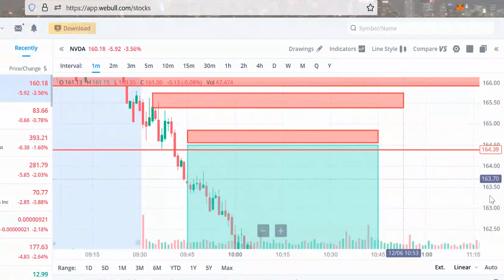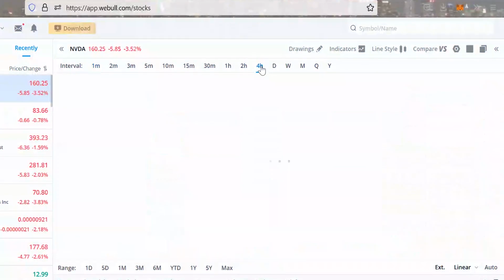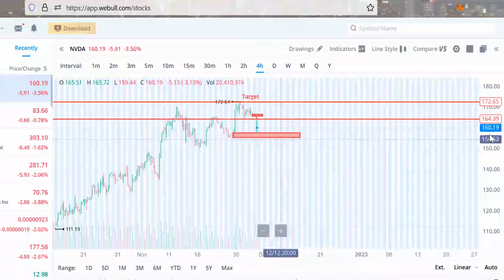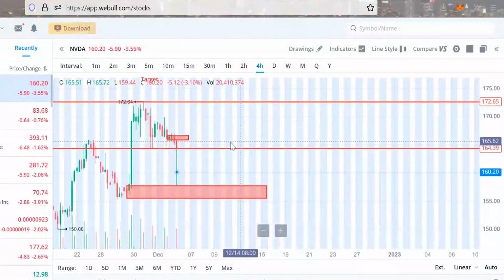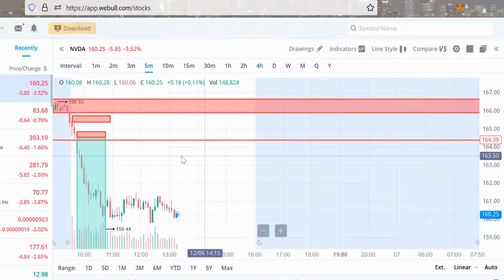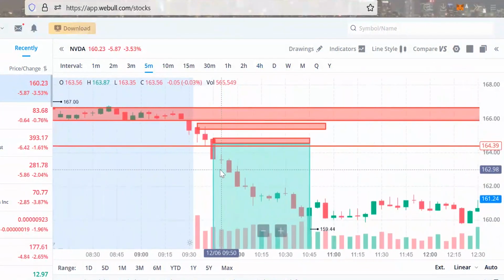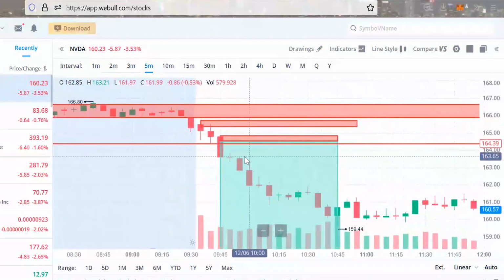Once I seen it broke that 164.39, right? That I had on my 4 hours that I drew. I said, listen, I'm gonna take puts here. I see a break of that structure. I seen that break, and I said I'm in there, right?